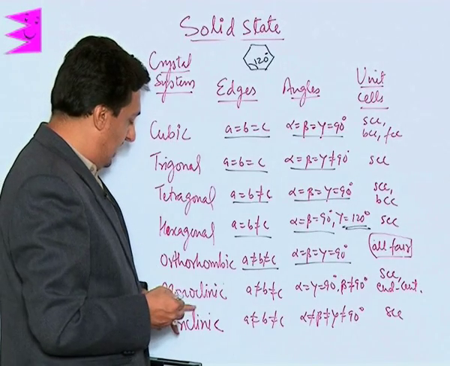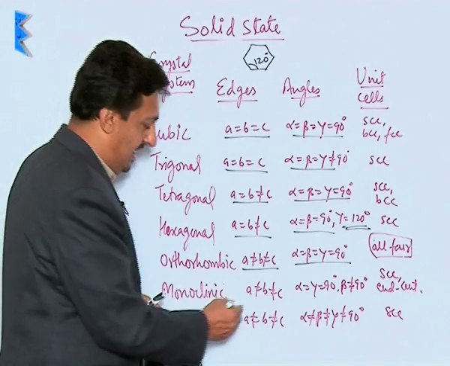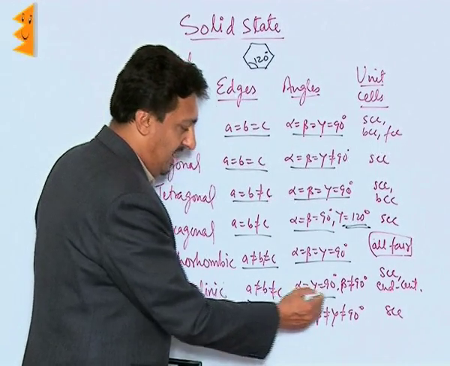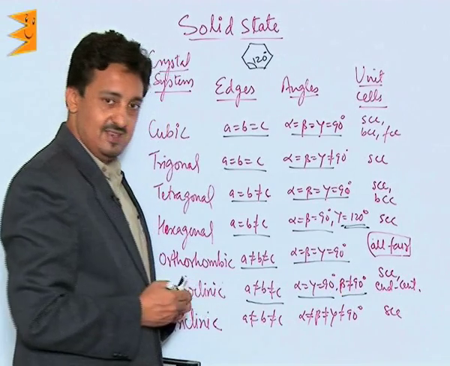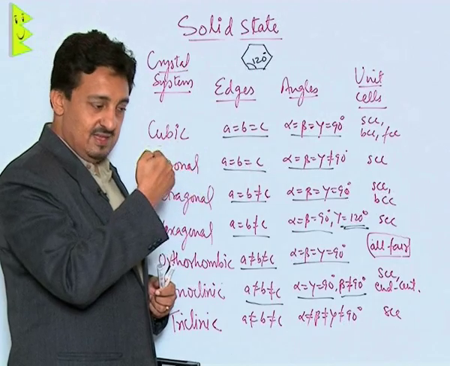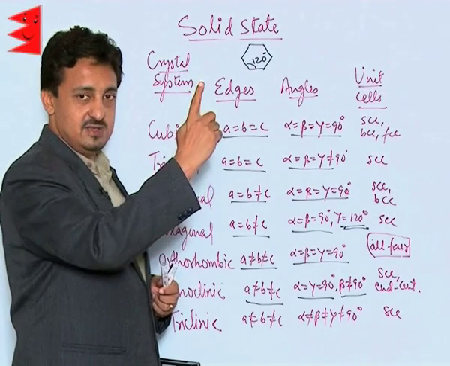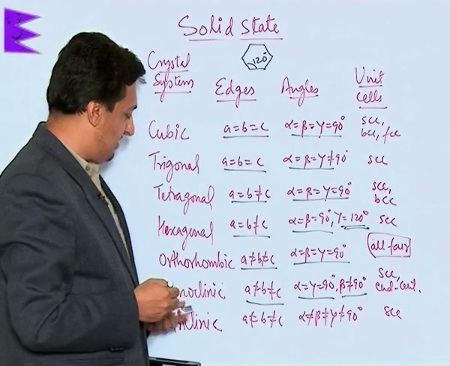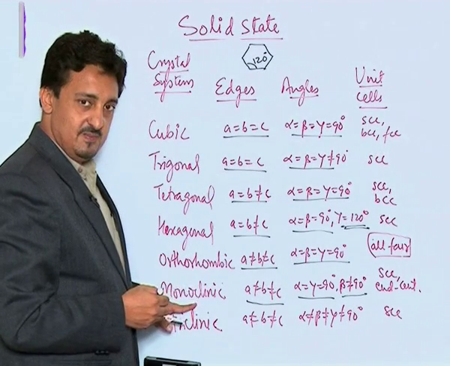Then we have monoclinic. In monoclinic, again, all edges are different, none of them are equal to each other, but alpha and gamma angles are 90 degree, but beta is not at 90 degree. Beta was the angle which was formed between your length and the height. So that is not equal to 90 degree, but all the rest of the angles are at 90 degree. That's called monoclinic type of unit cell.